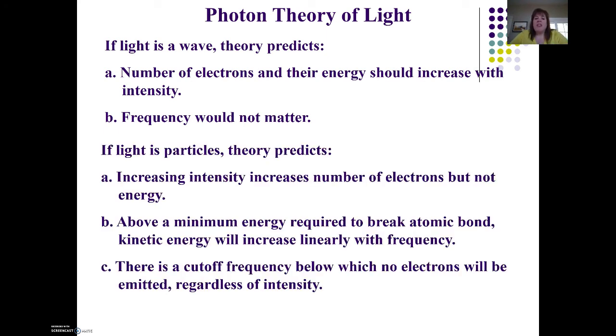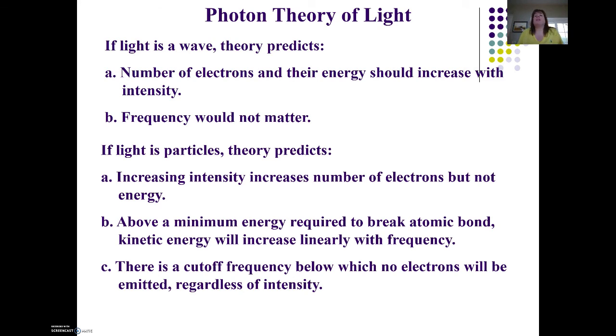And if light is a particle, then increasing the intensity would increase the number of electrons, but not their energy, because increasing intensity means I'm just putting more photons out there. So intensity isn't energy, it's the number of particles, the number of rocks I'm throwing at the surface, not their energy. So increasing the number of photons increases the number of ejected electrons. And above a threshold energy, a minimum energy required to break the bond between the electron and the nucleus, kinetic energy would increase linearly as I increase frequency, because Einstein said that the energy of a photon is Planck's constant times frequency. So frequency goes up, energy goes up, which means kinetic energy would go up.